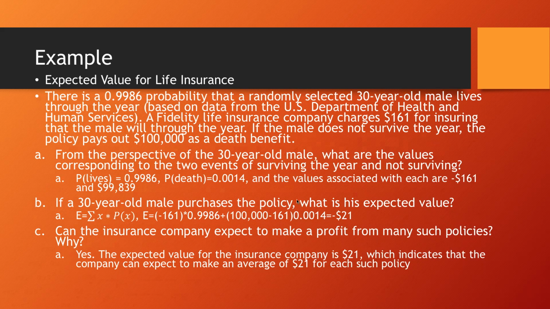If a 30-year-old male purchases the policy, what is his expected value? His expected value is going to be the random variable times the probability of that random variable, plus the random variable times the probability of that random variable. So he's going to be out $21 in the long run if he takes this policy. Can the insurance company make a profit? Yes. The expected value for the insurance company is $21, which indicates that the company can expect to make an average of $21 for each such policy.